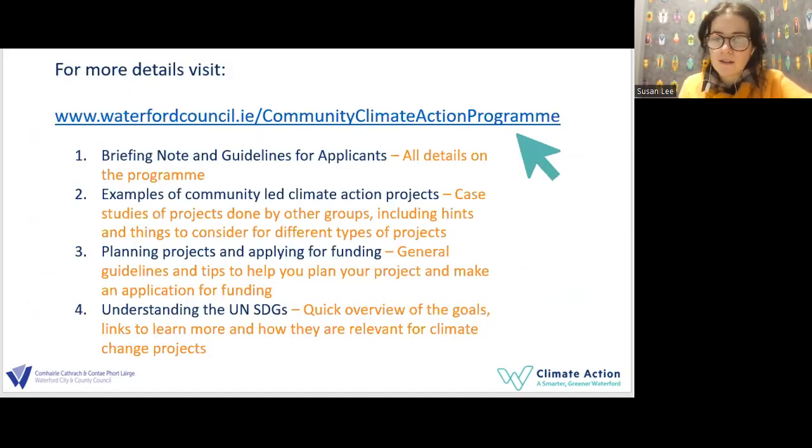Again, there are loads of resources available on our website. The briefing note and guidelines contain all the details about the programme, examples of community climate action projects, and a planning document on how to plan your projects. It's been written not specifically for this one, but generally for how you could apply for funding, and also has a little more detail about the UN SDGs.